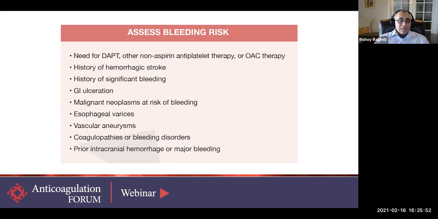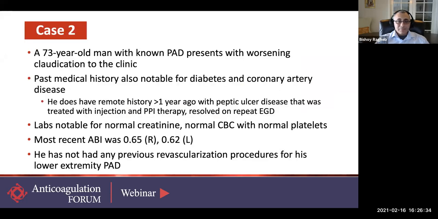And those are things included in those would be any type of current medically confirmed GI ulceration, the presence of malignant neoplasms that are associated with a high risk of bleeding, esophageal varices or vascular aneurysms of the large arteries. Other ones that were also included were current or recent brain or spinal injury, or any type of intracerebral vascular abnormalities. And lastly on here are the coagulopathies or bleeding disorders. And in the trial exclusion criteria, those were actually defined as being related to any known hepatic disease that the patient might have.